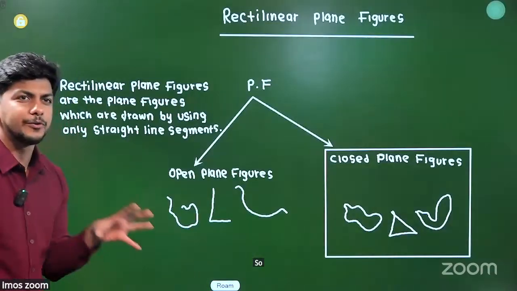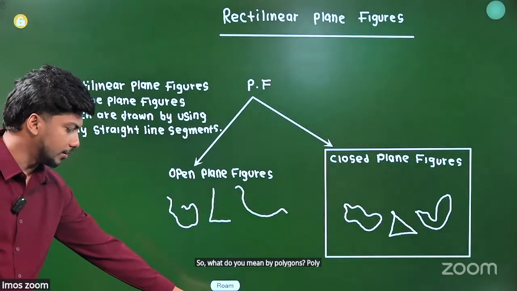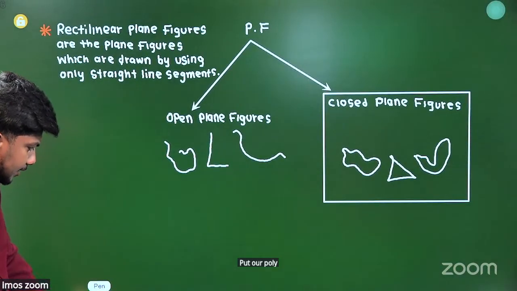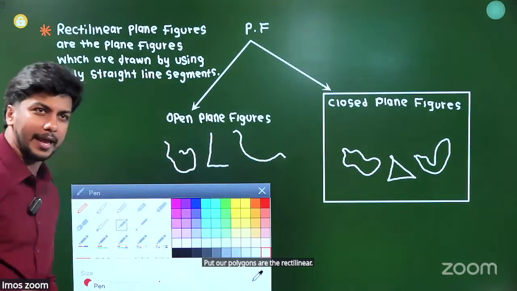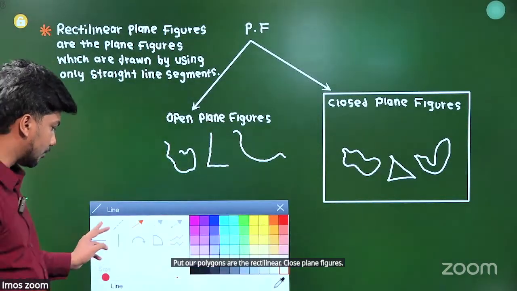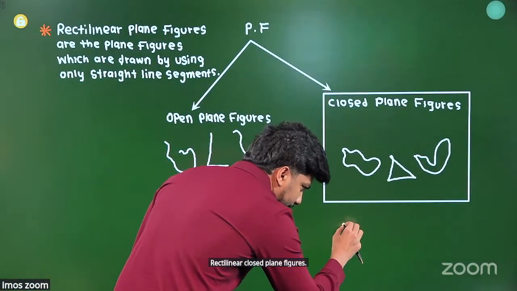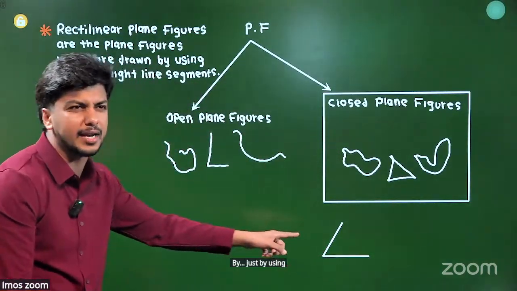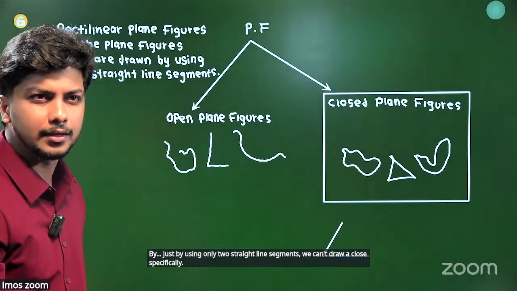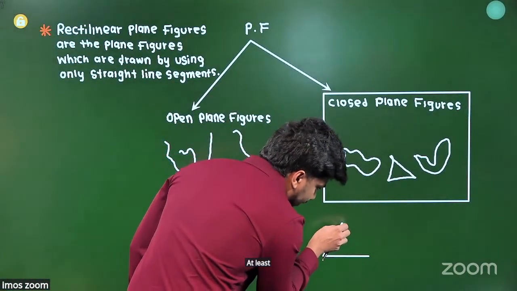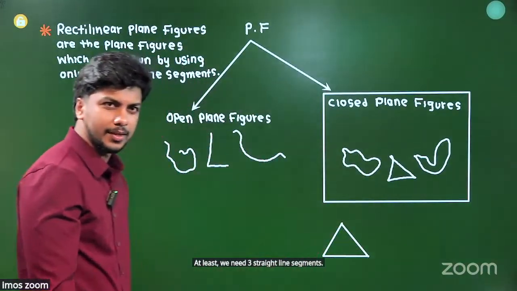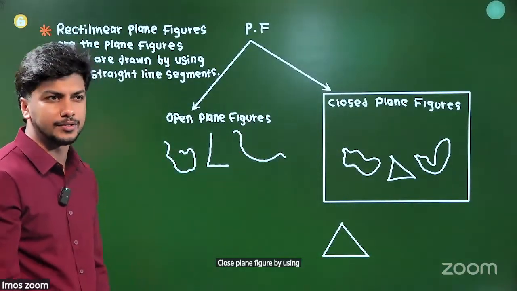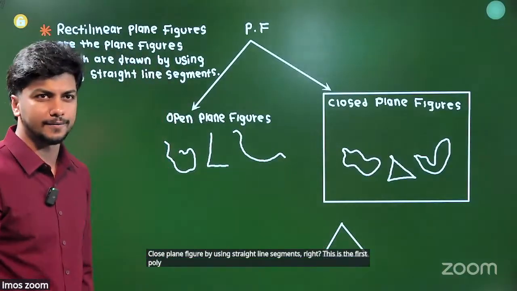So, what do you mean by polygons? Polygons are the rectilinear closed plane figures. By using only two straight line segments, we can't draw a closed plane figure. At least we need three straight line segments to draw a closed plane figure by using straight line segments. Right? This is the first polygon, the triangle.